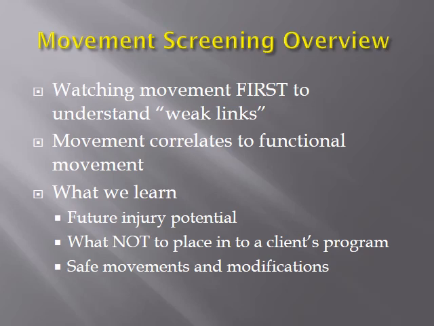Some of these exercises, such as squats and our overhead squat, our inline lunge, and our single leg stance, are things that we see in sport. But a lot of these things also correlate to activities that we do in daily life. For example, a single leg stance: if somebody can't stand on one foot for 10 seconds, that's a very good indicator that we might have some issues with running or gait. And what we learn from this assessment is future injury potential. What could potentially go wrong, both in daily life and in sports, all right?